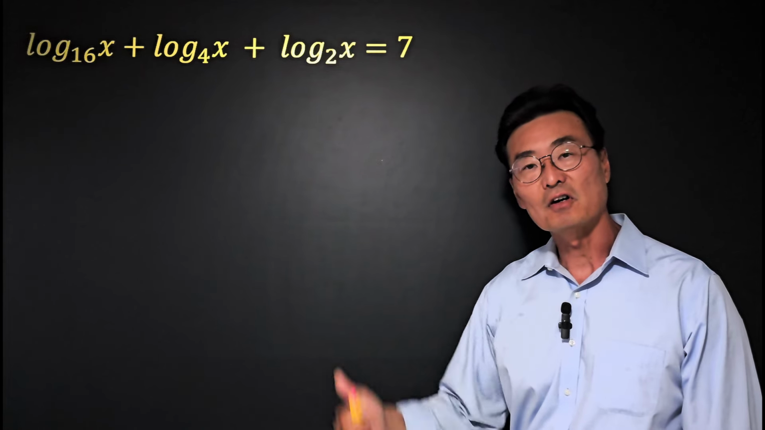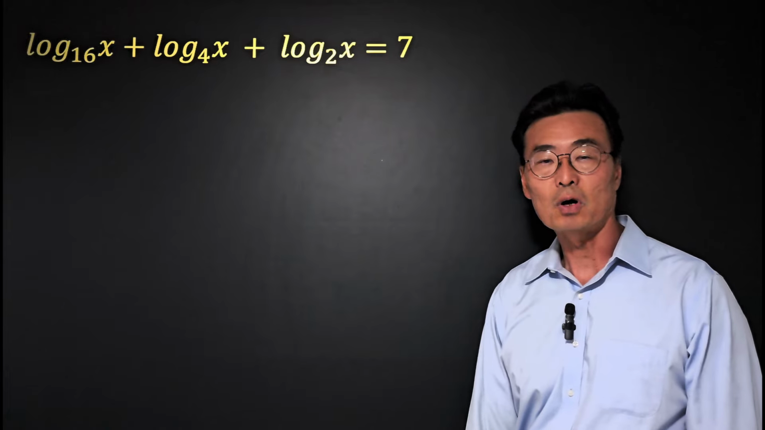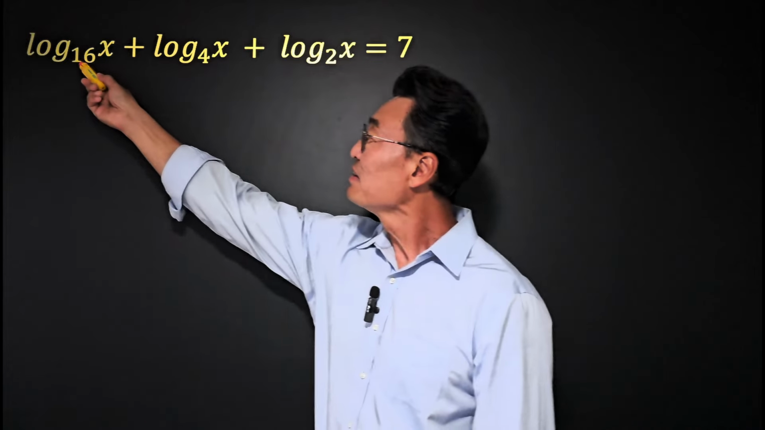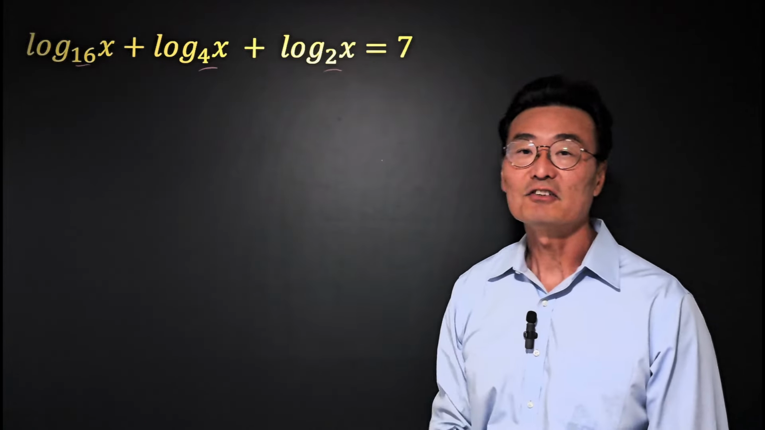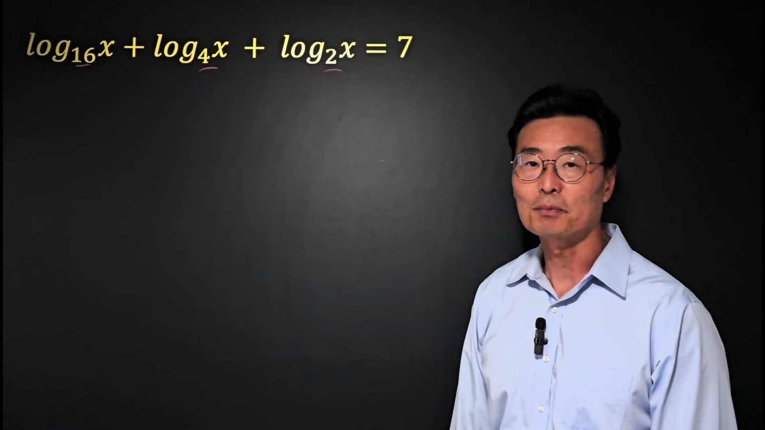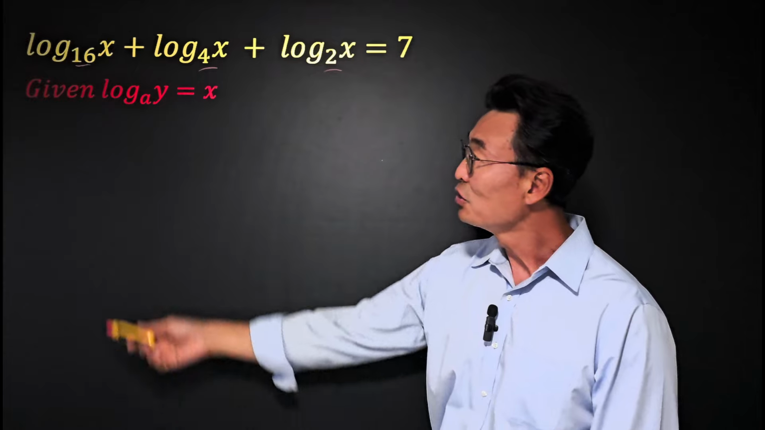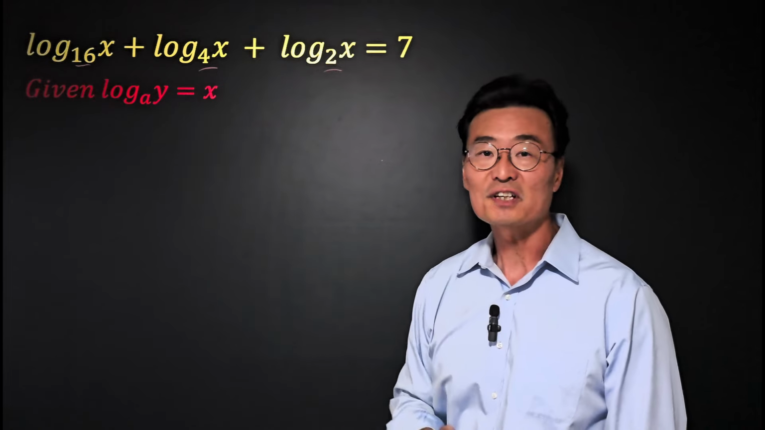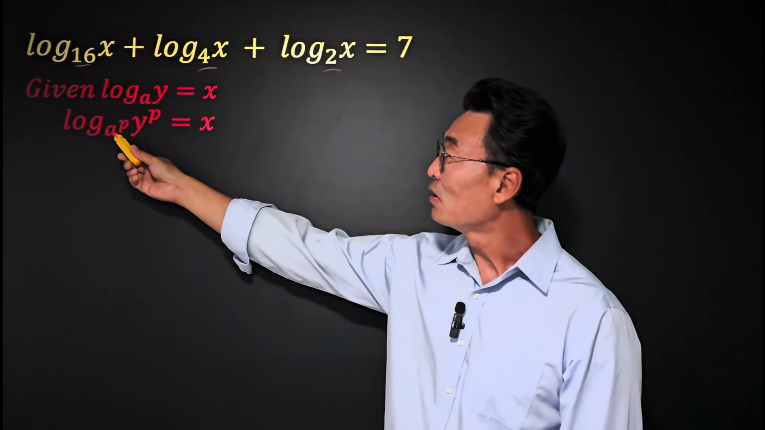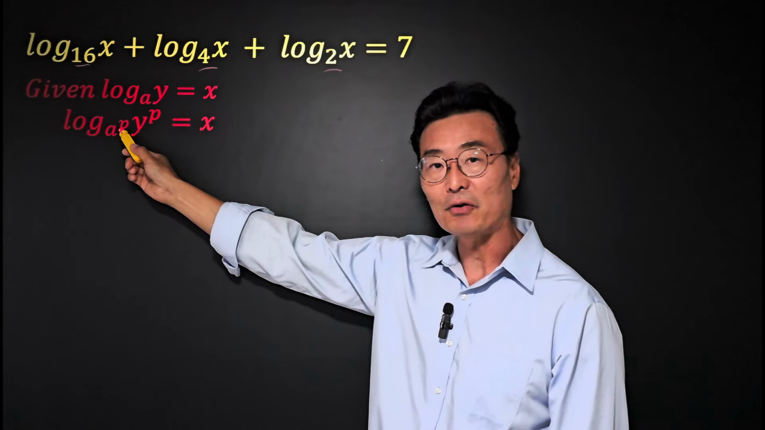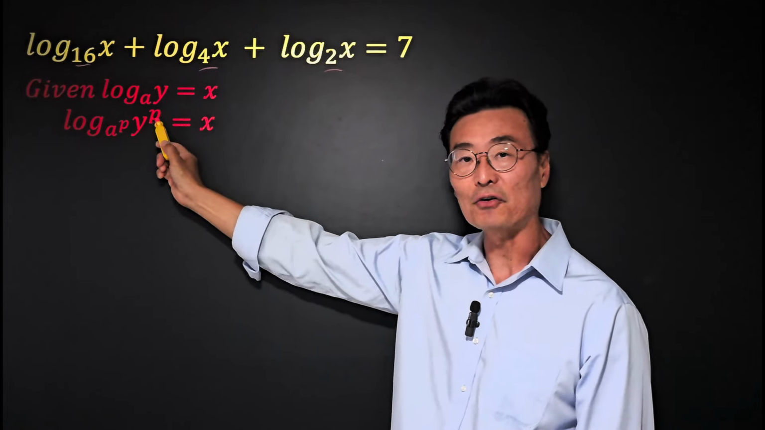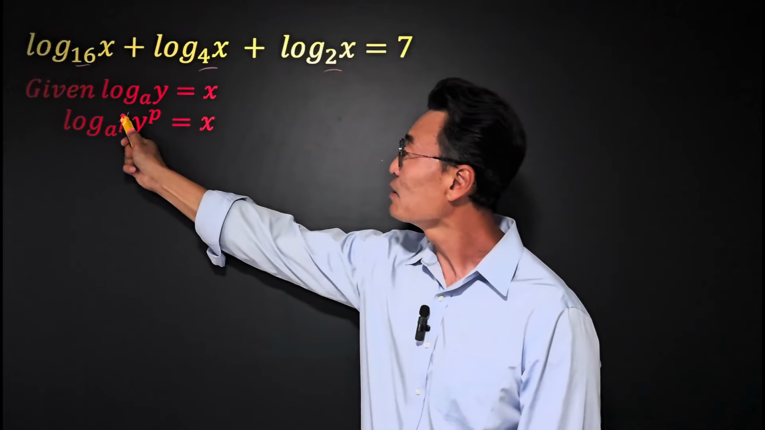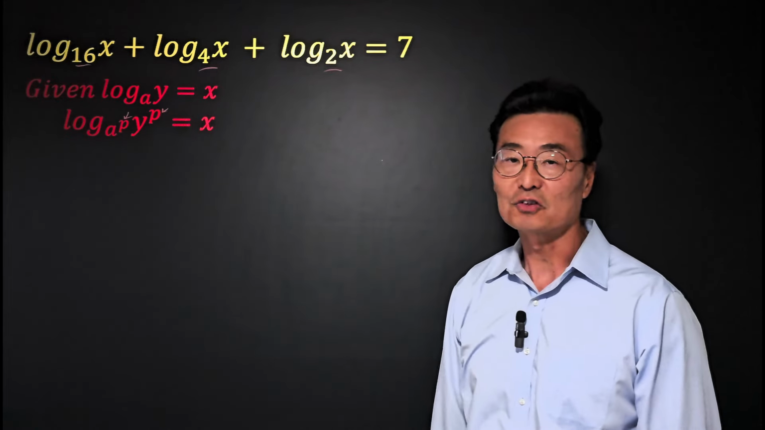In order to solve this log equation, we need to combine it into one log on the left side. However, when the bases are different, like this, we can't combine the logs. So what am I going to do? I'm going to be using this rule where it says that given log base a of y equals x, then log base a to the p power of y to the p power still equals x, meaning there's no change as long as we put the same power to the base and also the argument.